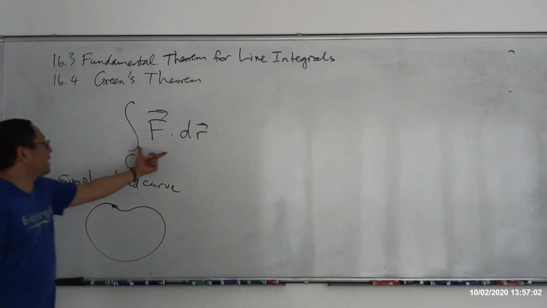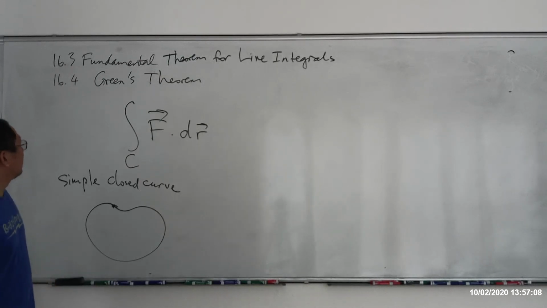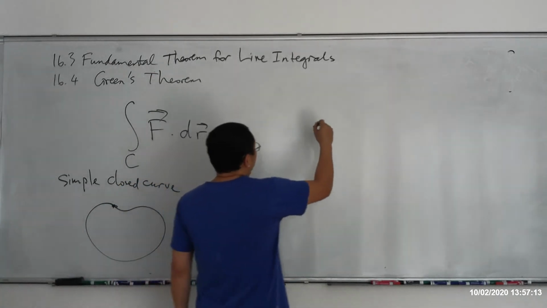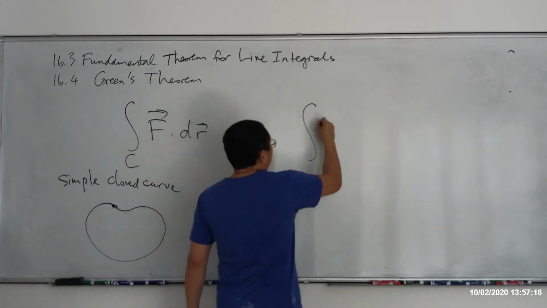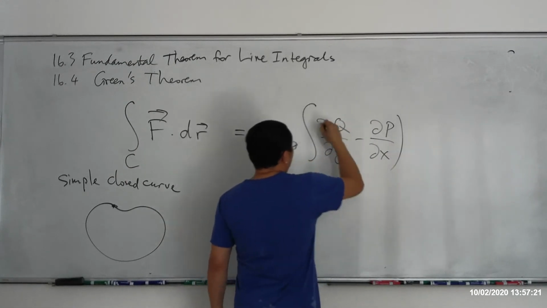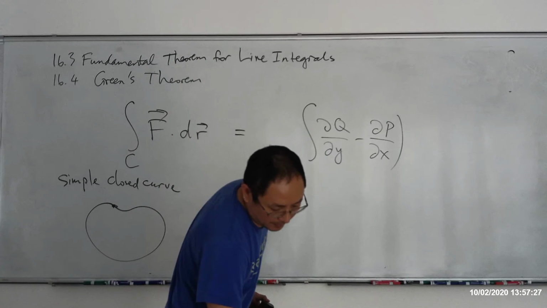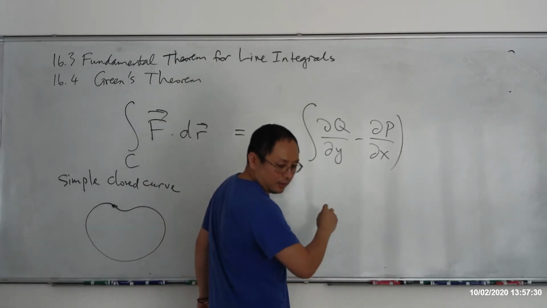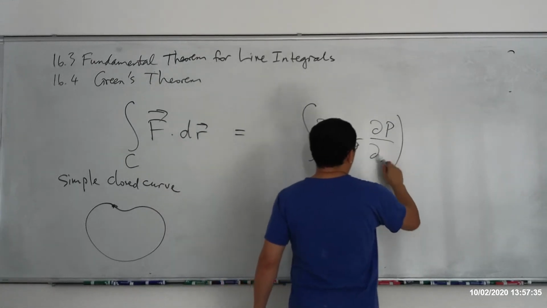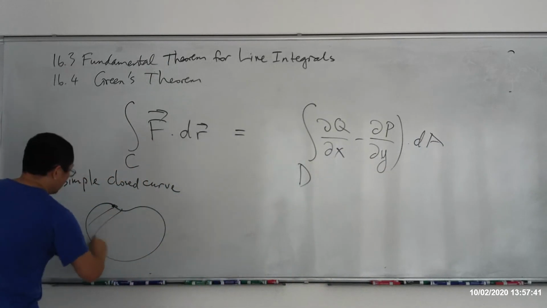But in this more general case, what if F is not conservative? Then Green's theorem says this will be equal to the integral of dQ over dx minus dP over dy, times dA, over the region D, where D is the region inside the simple closed curve. Let me write it the same way as the book, so that when you read the book, you won't be confused. dQ, I messed up.